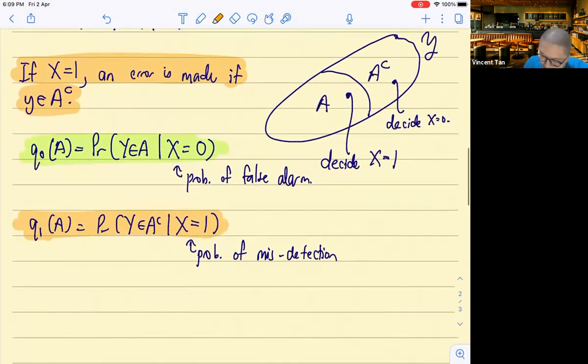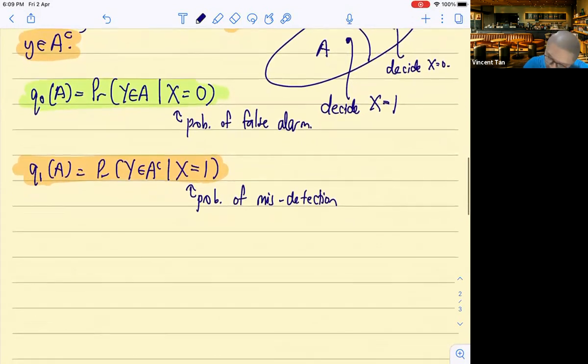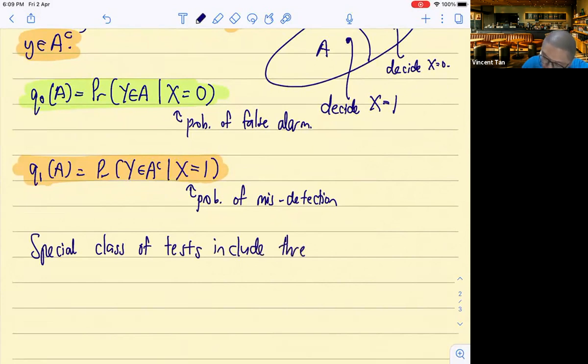And now we notice that we are not making any assumption on the underlying distribution of X. There is no distribution of X. It is a random variable, but we do not know its prior. And how do we set this thing up? Okay, again, a very special class of tests, as you saw last time, are threshold tests. Now, what are threshold tests?